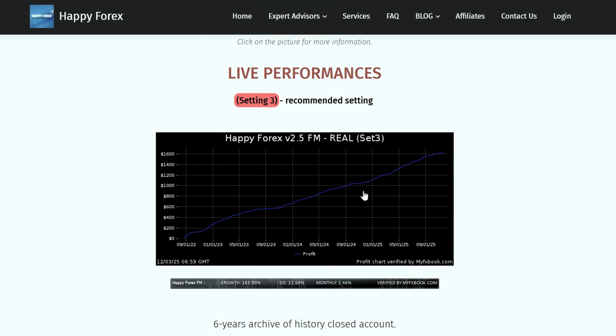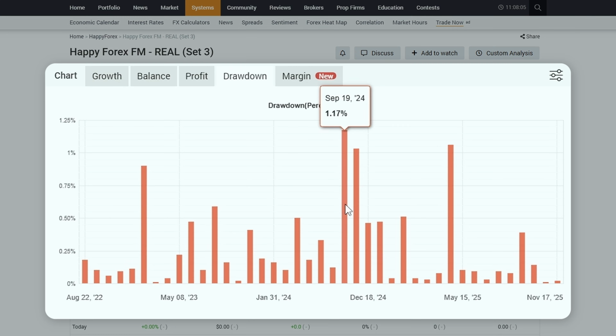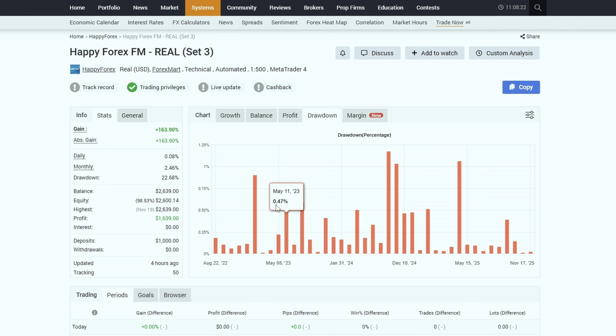So we are using setting 3. Here's the result. And if I click on the drawdown, you can see even here on this track record, the drawdown is very low. This is a long running track record actually. So this combined with our demo testing and our experience with this robot from all the other accounts was the reason why we decided to make the setup this way.